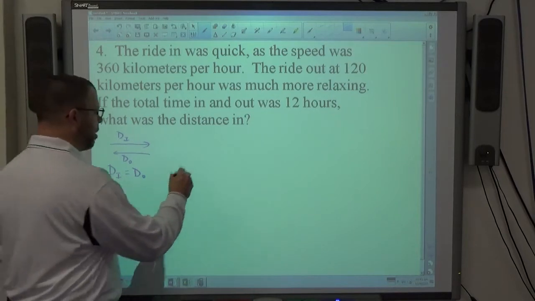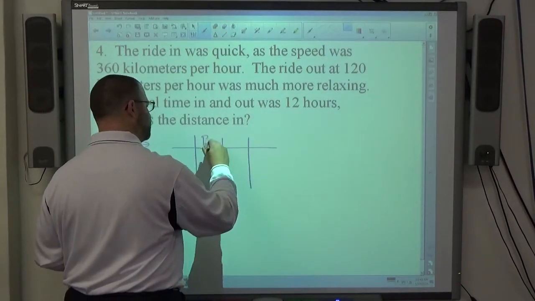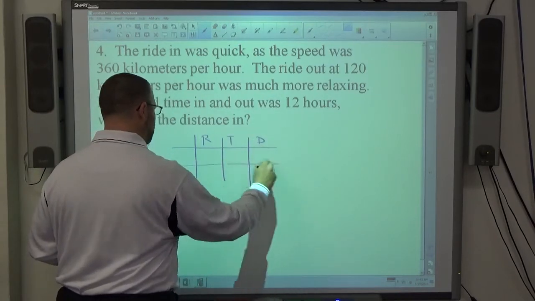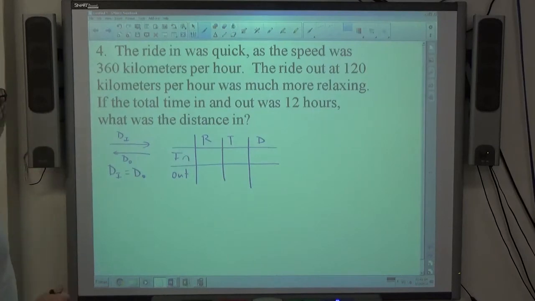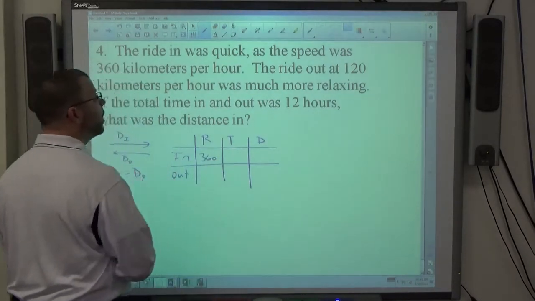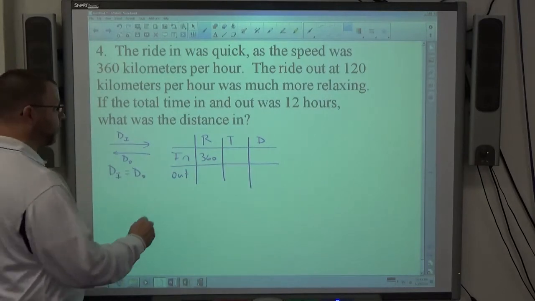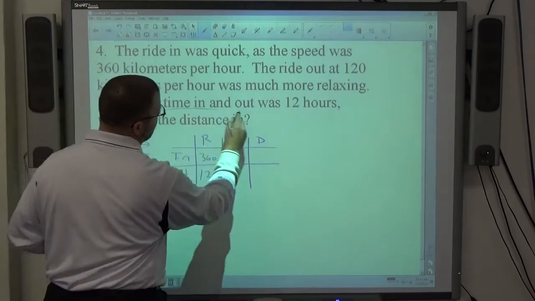I would assume that in this problem. And then once I establish how the distances relate to one another, then I get to my rate time distance chart. The categories are in and out. The ride in, the speed was 360 kilometers per hour. The ride out is 120 kilometers per hour. The total time in and out was 12 hours.